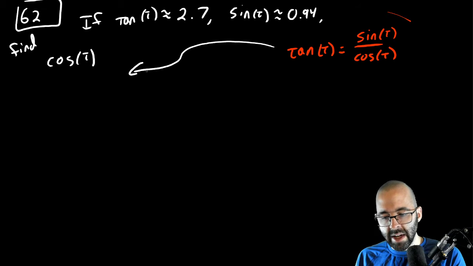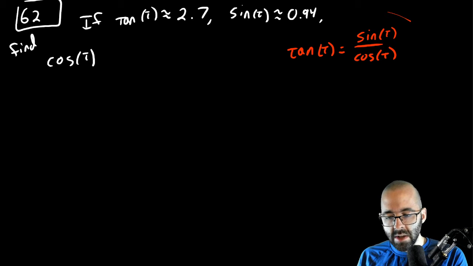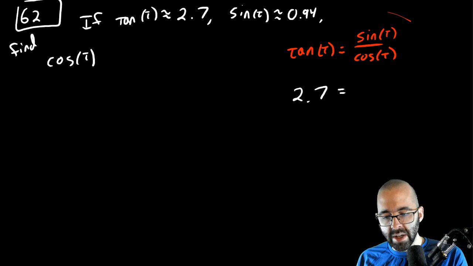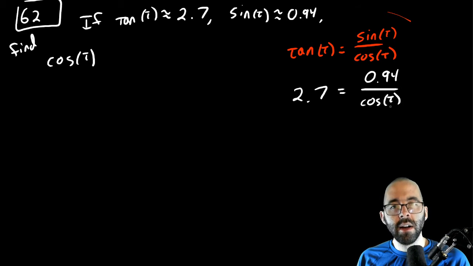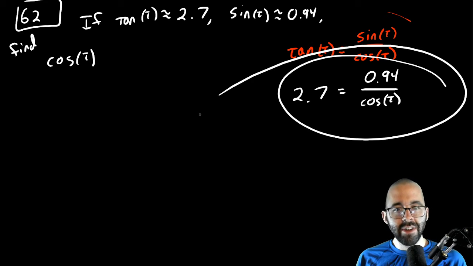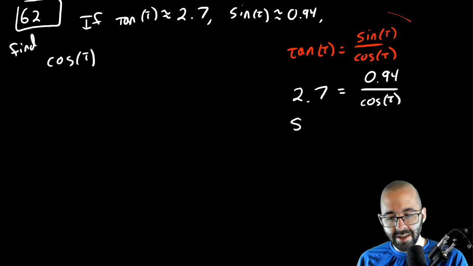If we use this, right, then tangent of t, actually, let's not even move it. Let's just do it right below. What is tangent of t? It's about 2.7. What is sine of t? About 0.94. What is cosine of t? I don't know. But we can sure as heck find out right here. Solve for cosine.